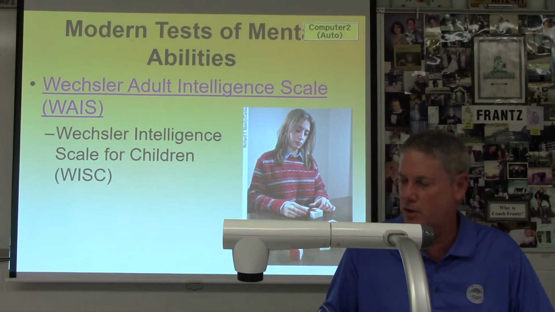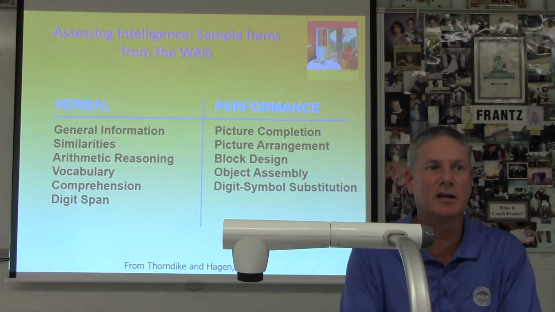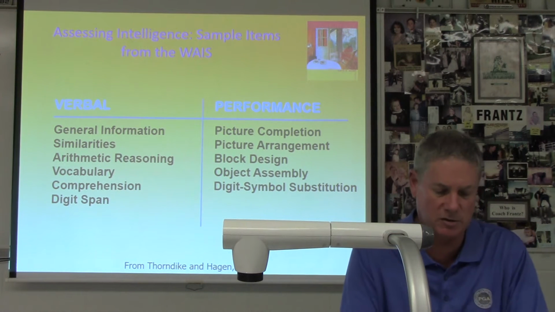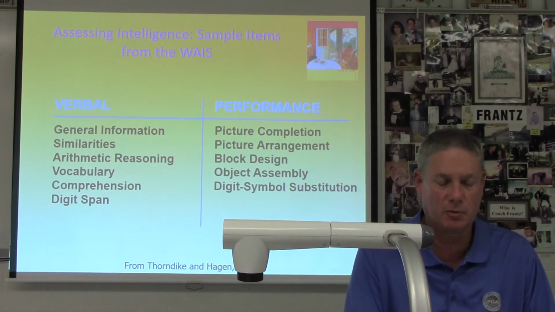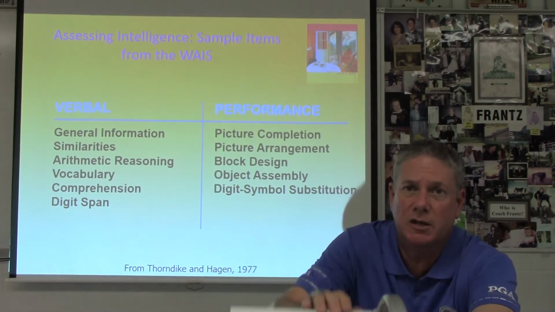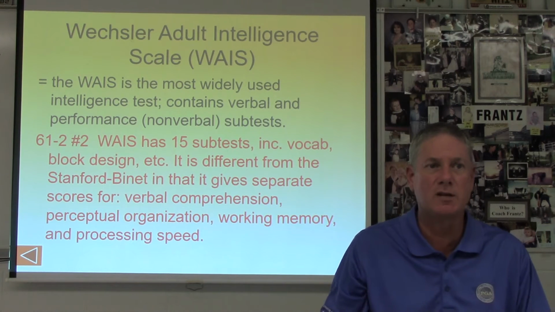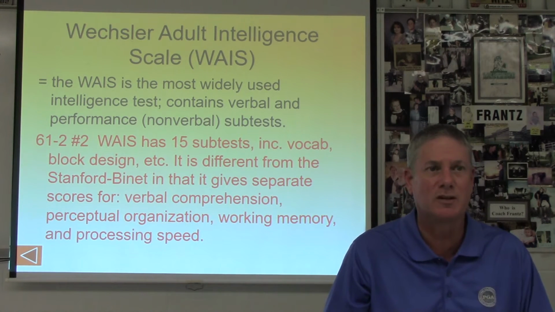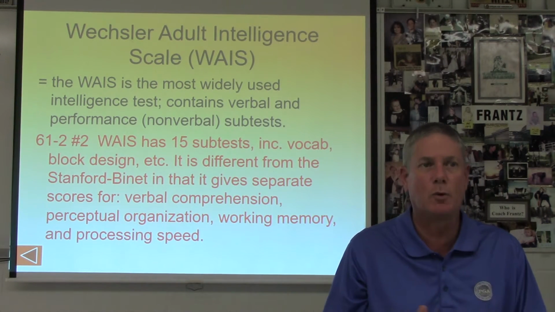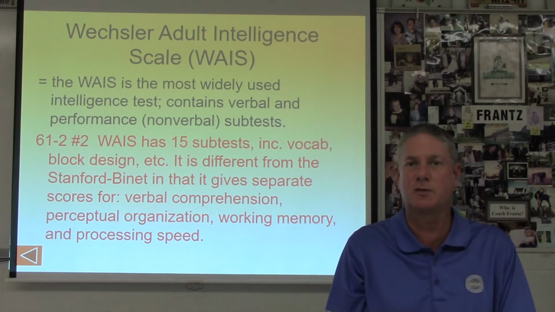The WAIS, the adult version, is as follows. And you can see that it includes all the different subtests there, verbal and performance-wise. And again, a psychologist or psychiatrist would need to actually administer said test. Again, the WAIS is the Wechsler Adult Intelligence Scale, the most widely used intelligence test. It contains verbal, performance, and nonverbal subtests.